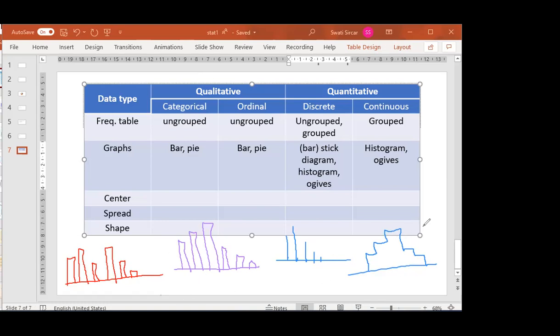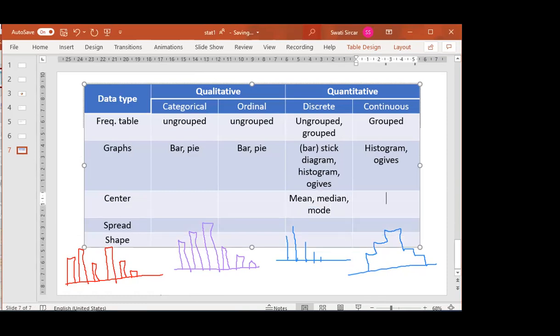So center is basically where the center of the graph is. Now, there are three ways of finding the center in case of quantitative data, which are mean, median, mode. And for various kinds of data, we can use various things. Some are more appropriate than others.